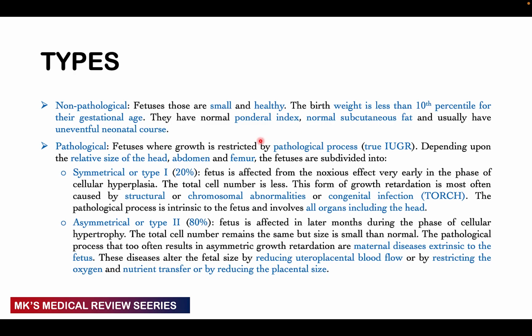And on the other end of the spectrum, if it's pathological, which is what we refer to as a true IUGR, this is going to restrict the growth of this fetus. And this depends on the relative size of the head, the abdomen, as well as the femur. So they can be divided into two main types, type 1 and type 2. Type 1 is symmetrical, type 2 is asymmetrical. Most of the infants are going to be type 2.